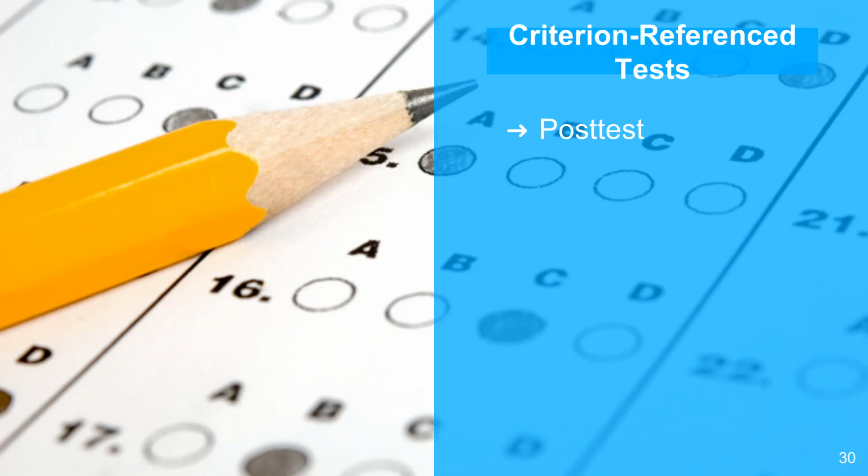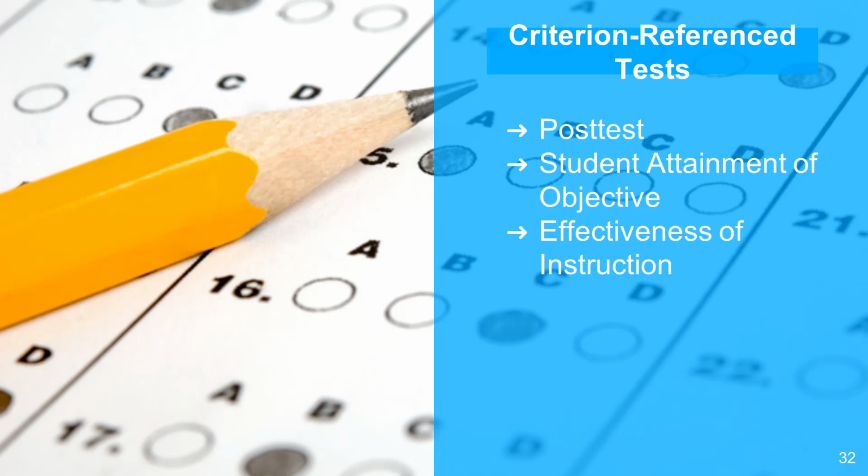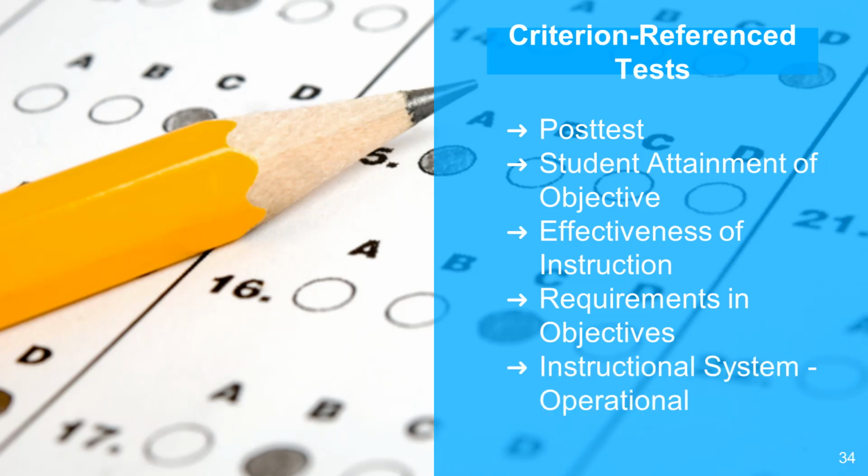we will plan later. The support materials in the lesson should enable the student to perform the samples of behavior, known as SOB. Hence, a criterion reference test given after instruction is a post-test that measures students' attainment of the objective, measures the effectiveness of the instruction, is based solely on the requirements specified in the objectives, and is used after the instructional system is operational.